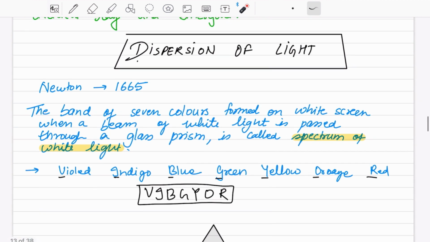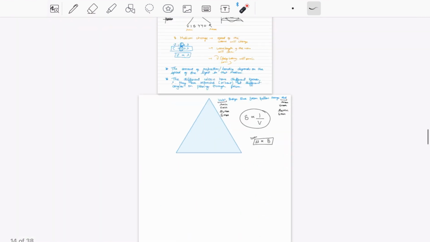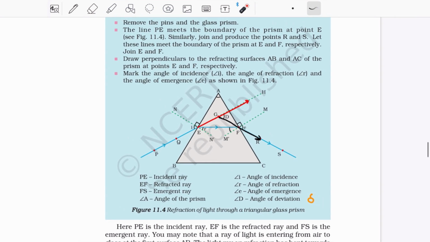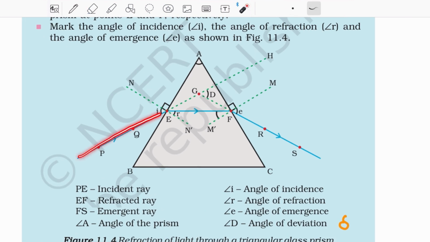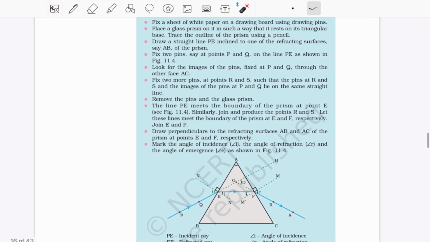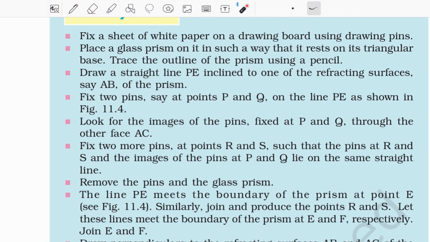ओके, नाउ कमिंग टू द डिस्पर्जन ऑफ लाइट. ठीक है, एक बार पहले एनसीईआरटी को कर लेते हैं. सो दिस इज द सेम डायग्राम एज वी हैव ड्रॉन राइट नाउ. दिस इज योर इमर्जेंट रे. अभी एक्टिविटी कैसे की है, यहाँ पे यू हैव पुट द नील्स, राइट, एंड दूसरे साइड से आप देख रहे हो. आफ्टर दैट ड्रॉ अ स्ट्रेट, ट्रेस द आउटलाइन.